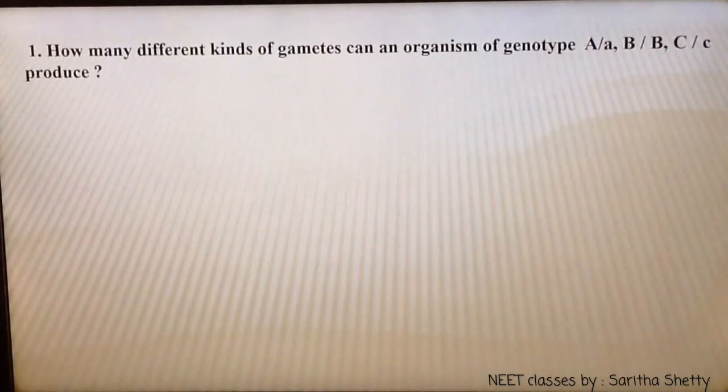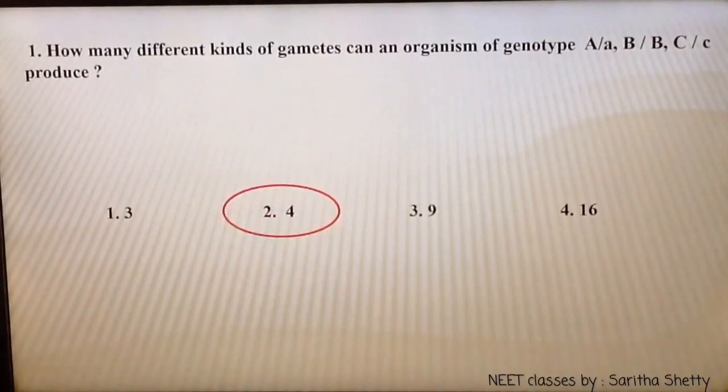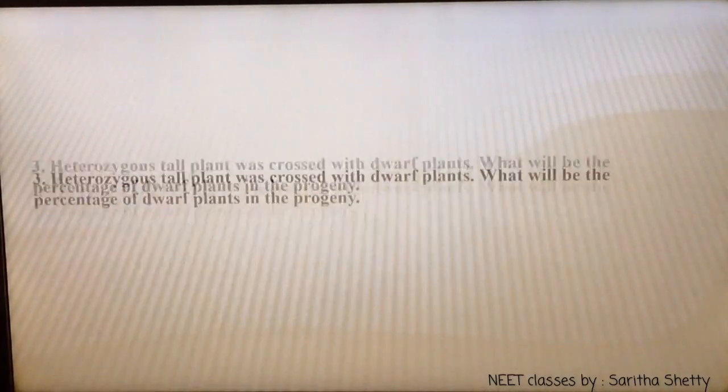How many different types of gametes can an organism of genotype capital A small a, capital B and capital C small c produce? It can produce 4. How is that? Let's consider it this way. The gene B is in only one form, so we cannot consider it in the formula. However, the gene A is in two forms, dominant capital A as well as recessive small a, and the same is the case with C. It is present in two forms. So we consider 2 to the power of 2, that makes it 4. We move on to the next one.